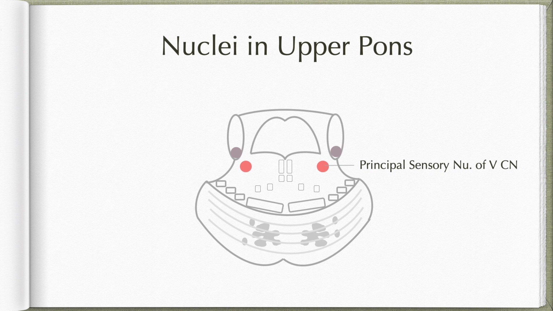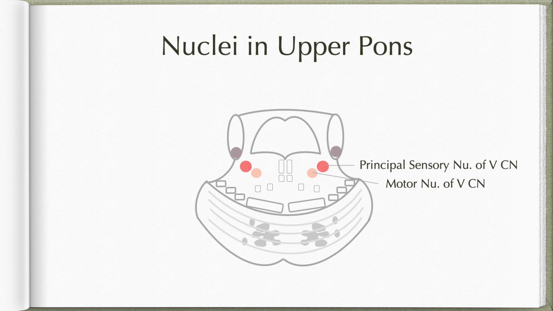Ventromedial to these nuclei, we find a pair of motor nuclei of trigeminal nerve. Now they are belonging to special visceral efferent column, and the neurons of this nuclei will supply the muscles developed from first pharyngeal arch.